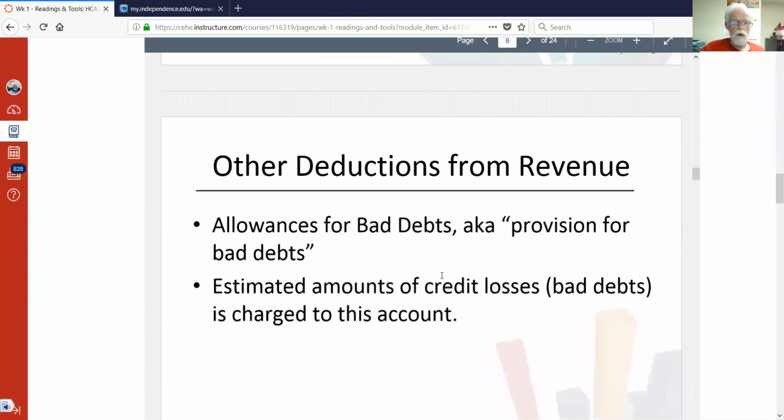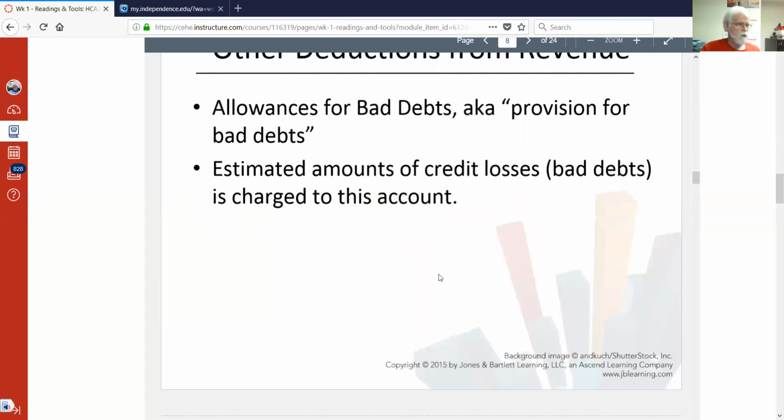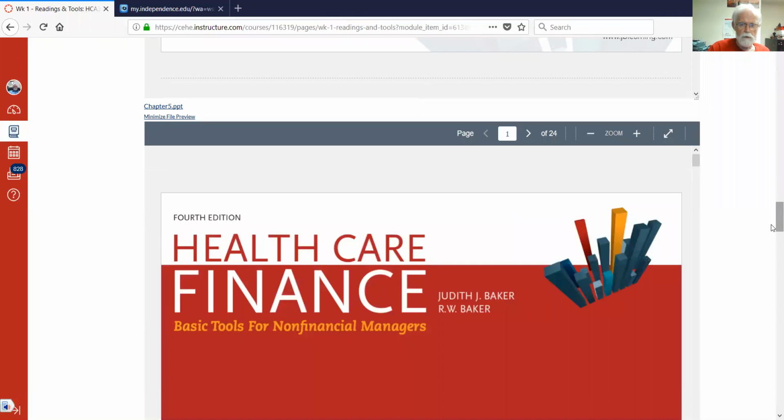Other deductions are bad debts. In other words, you can't collect it because the person perhaps has died and there's no one that is responsible for those debts, or they simply are unable to pay. Ultimately, you write them off. Okay.